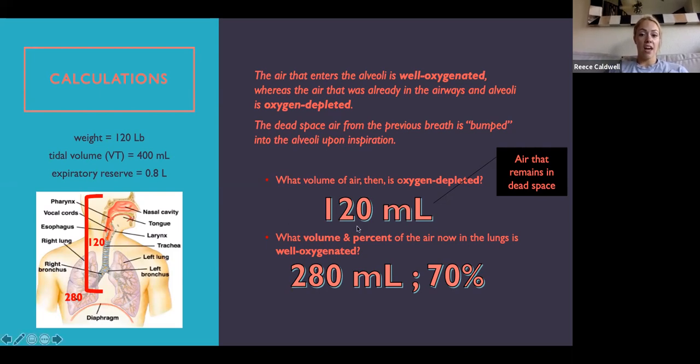The volume of the air that we inhaled and entered into the alveoli is again that 280, that leftover from the calculation we did before. So 70% of that air is oxygenated. So 70% enters the alveoli, and then 30%, or 120 milliliters, is oxygen depleted and remains in those airways.